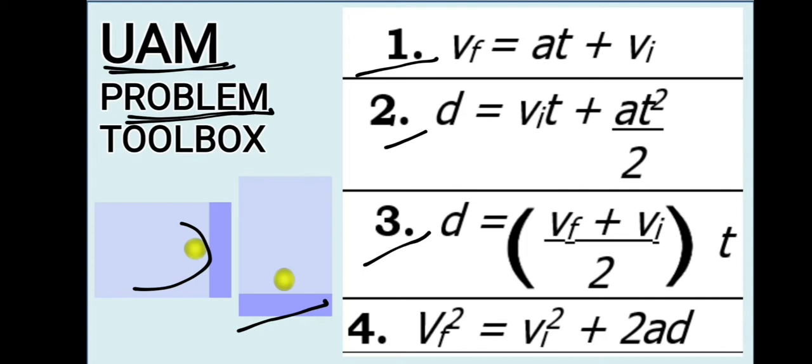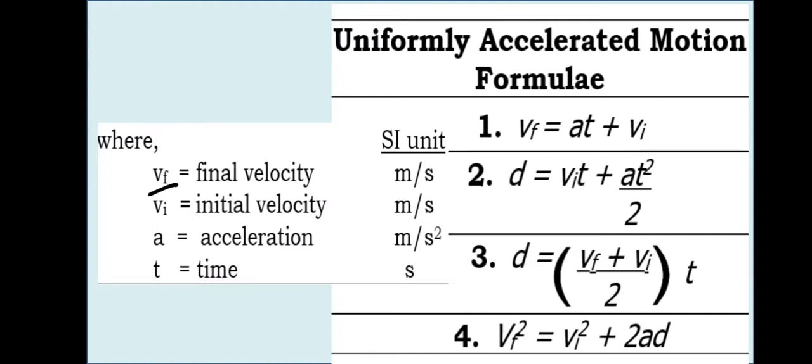We have the formulae, no? The uniform accelerated motion formulae. We have four formulas to solve the different problems that involve UAM. All you have to do is to remember these four formulas, okay? We have vf, that stands for final velocity; vi, initial velocity; we have also acceleration, then the time.